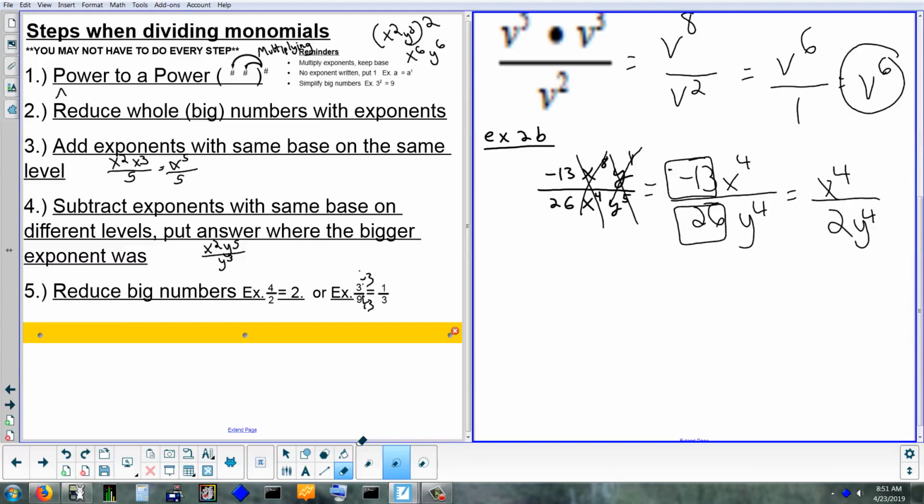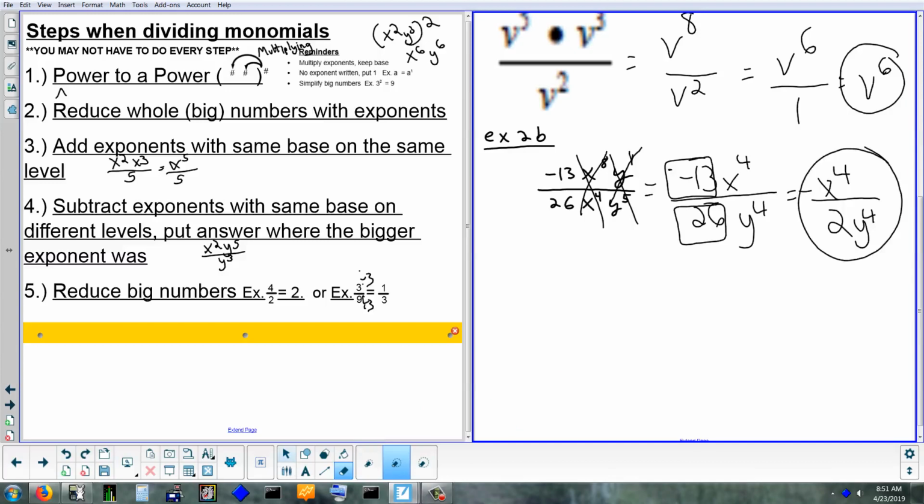Negative. Okay. So I can say it doesn't matter if I put it on the top or the bottom. Does it matter? No. I can put it there, or I can put it on the bottom. As long as you have the negative sign somewhere, you're good. But just don't put the negative on the top and the bottom, because that means you're going to make it positive. All right. So there's your final answer: negative x to the 4th over 2y to the 4th.